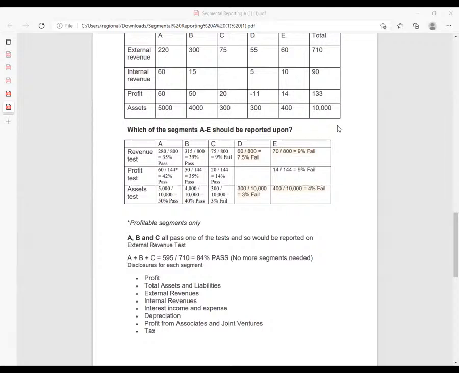C is 300 out of 10,000. That is very small. And then we have E also failing. So we have C, D, and E. Those ones have failed. So on the basis of assets, we shall only have two reportable segments, which are A and B.